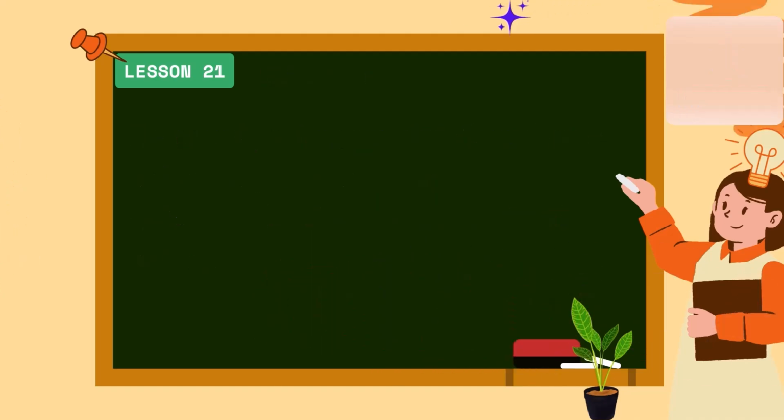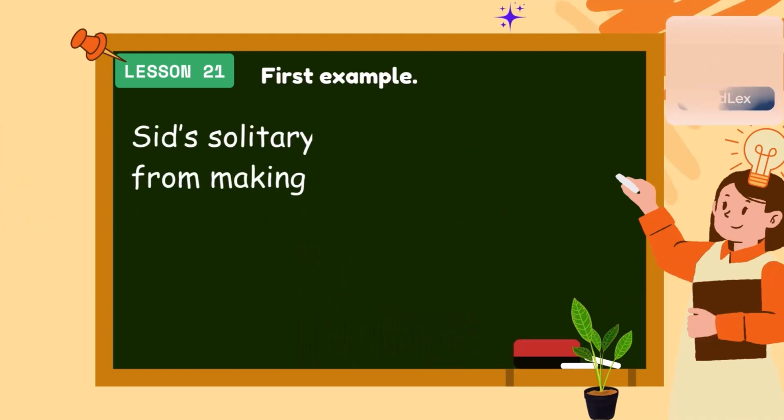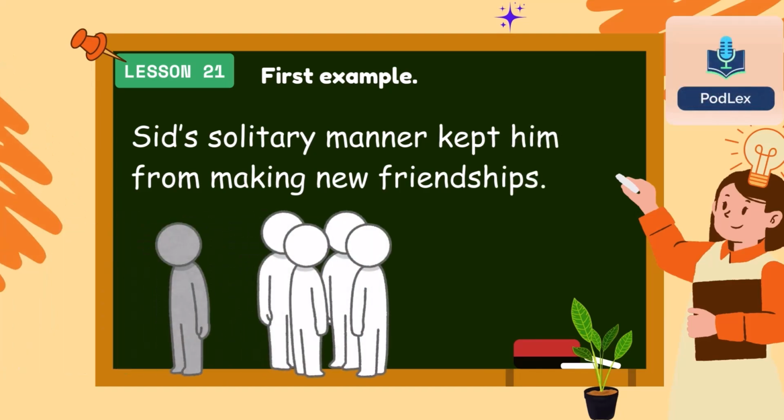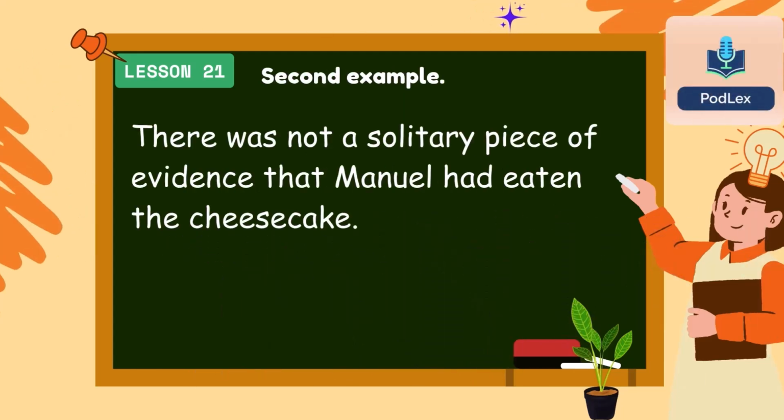The second word is solitary. It means alone, single, only. First example. Sid's solitary manner kept him from making new friendships. Second example. There was not a solitary piece of evidence that Manuel had eaten the cheesecake.